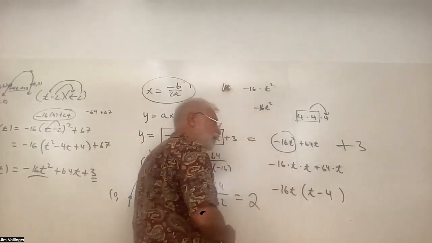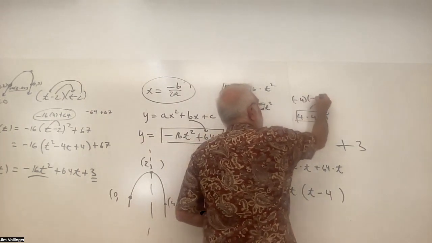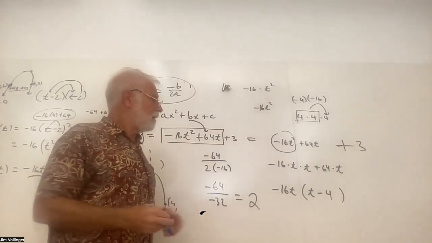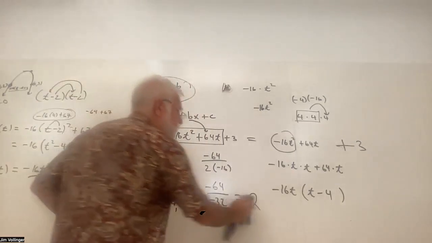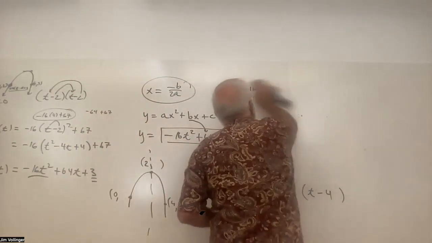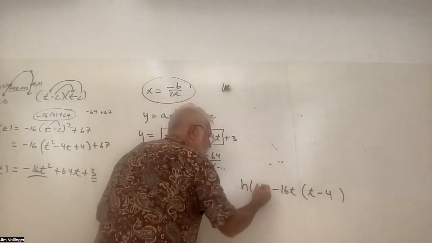Actually, it's minus 4. Okay, so minus 4 times minus 16 gets us a positive 64. All right, so let's look at h of t. I'm going to erase this a little bit. I always do that. And let's look at writing h of t in this fashion.